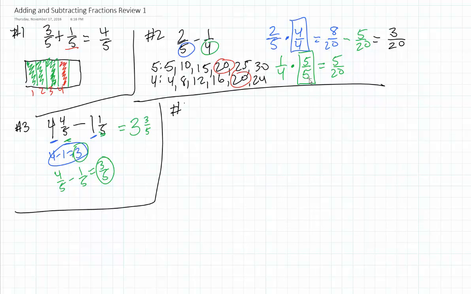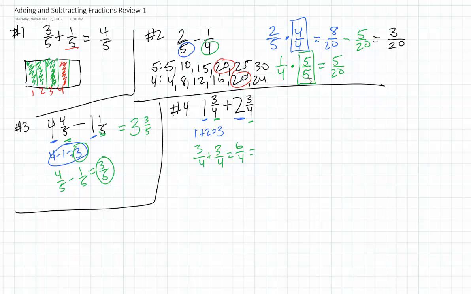Number 4. We have 1 and 3/4 plus 2 and 3/4. Same strategy as before. Let's go ahead and add up the whole numbers. 1 plus 2 is just 3. And as far as the fractions go, 3/4 plus 3/4, that's going to equal 6/4.